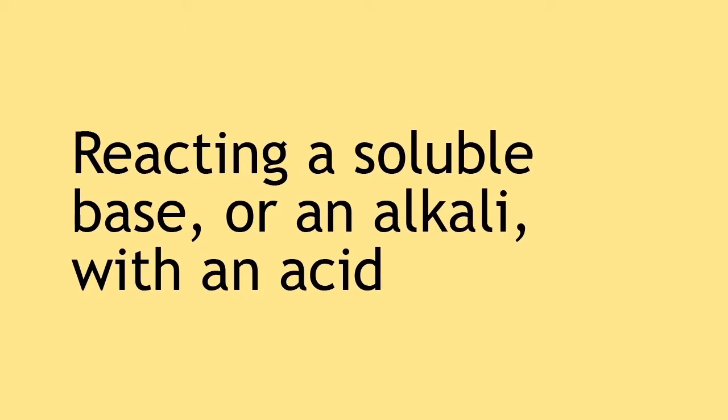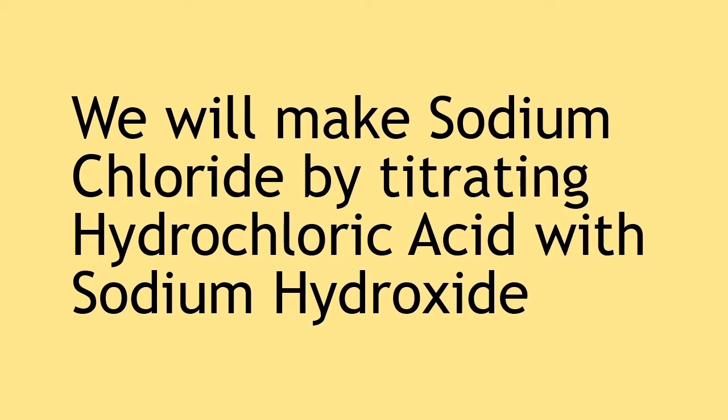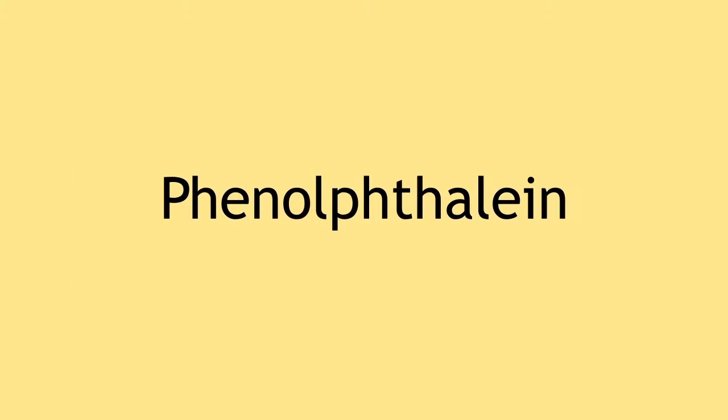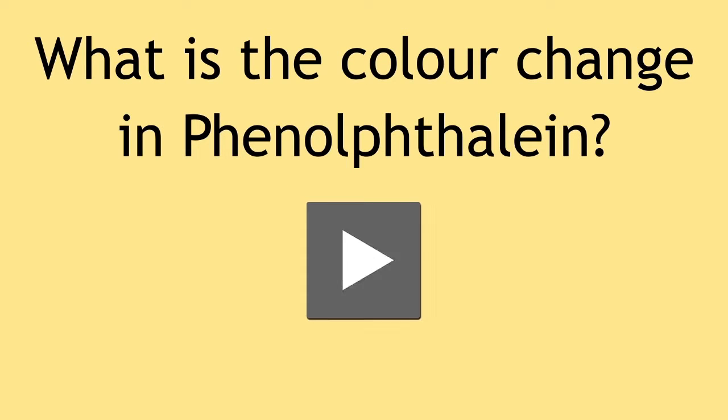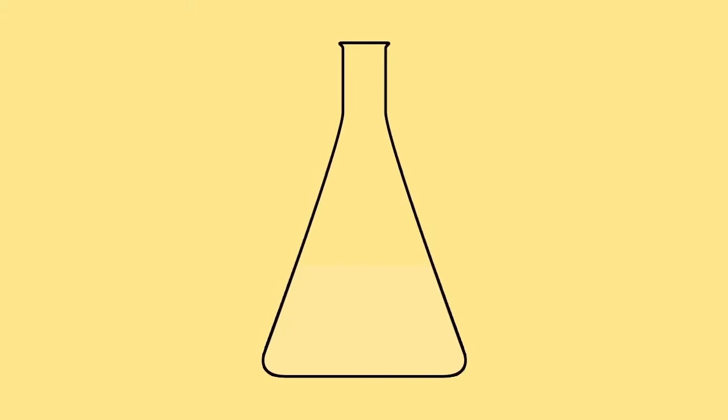We can also make soluble salts by reacting a soluble base or an alkali with an acid. We will make sodium chloride by titrating hydrochloric acid with sodium hydroxide. Remember to add phenolphthalein so we know the endpoint of the titration. Can you remember the correct color change? Pause and resume when ready. Phenolphthalein goes from colorless to light pink at the endpoint.